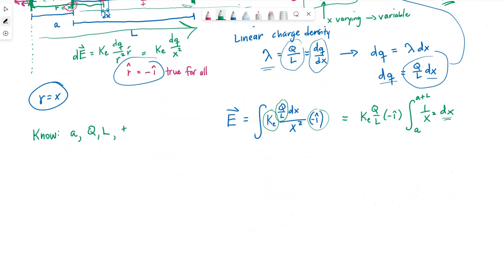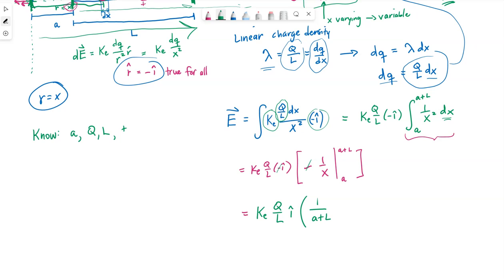So when we come to this integral now, I'm just going to rewrite everything out in front. Integral of 1 over x squared dx, same thing as x to the negative 2. The integral of that is negative 1 over x. Our limits that we will need to plug in are between the lower limit of a and the upper limit of a plus L. I'm going to cancel out these negative signs right here. I need my i hat. So 1 over a plus L, I put in the upper limit first, minus 1 over a, that's my lower limit.